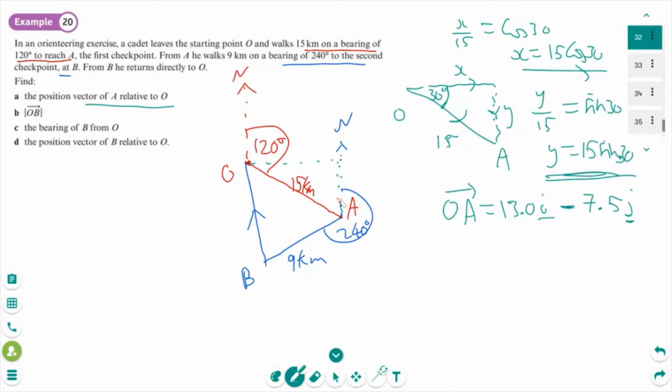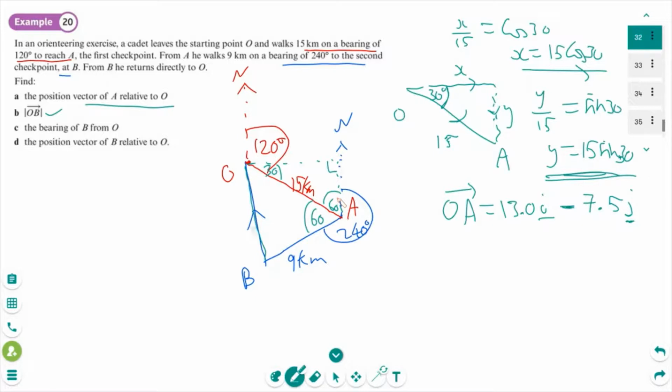Next part, you need to find the magnitude of the vector OB. To find this, you want the length of this, so you can do some trigonometry again. It looks like the cosine rule. From the diagram, we can get some angles going. We know this is 30 degrees here. This is 90. This is 60. So the angle inside the triangle must be 60 as well. So to find the magnitude of the vector OB, we can use the cosine rule.